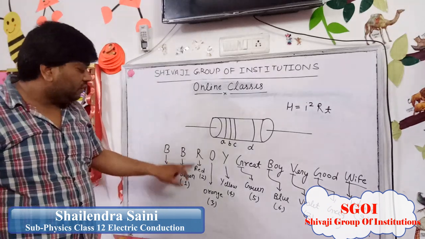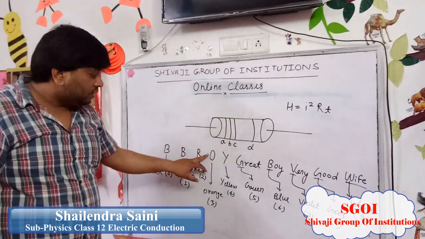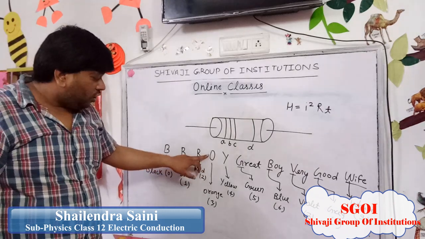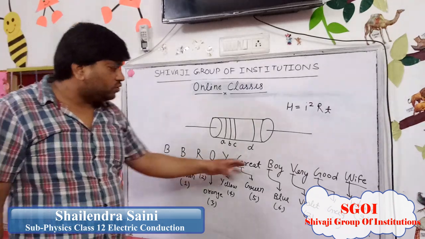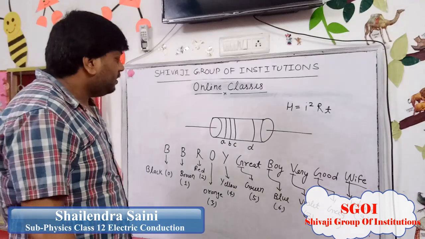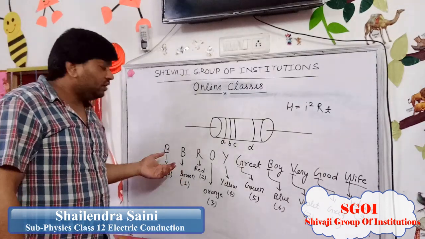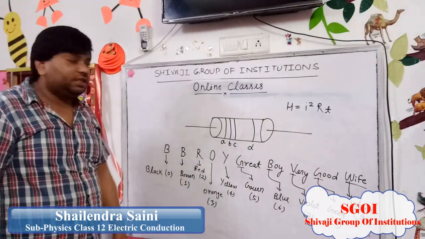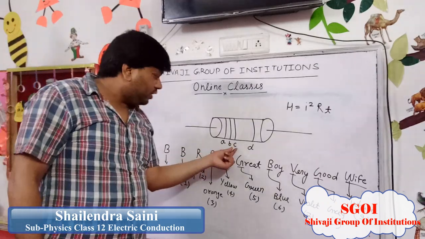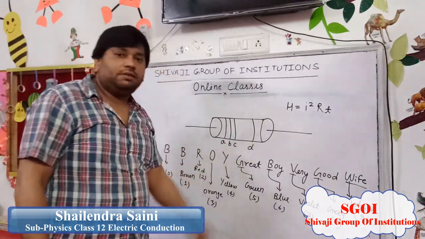Second B stands for brown and the value is 1. Third is red, value is 2. Fourth is orange, value is 3, and so on. So this is the method you can use to learn all these colors and their significant digits. Now we will talk about the third band C, the multiplier.